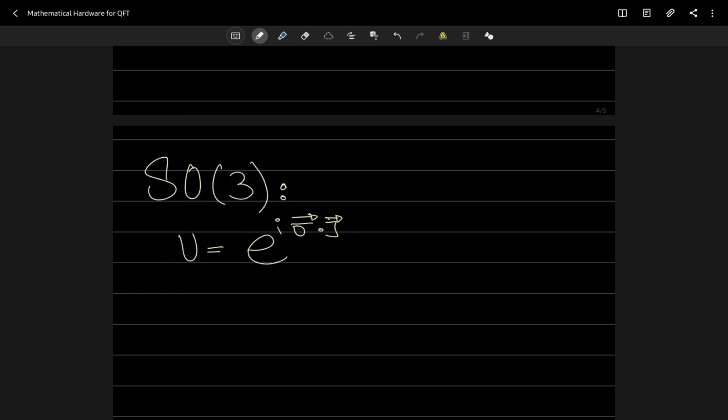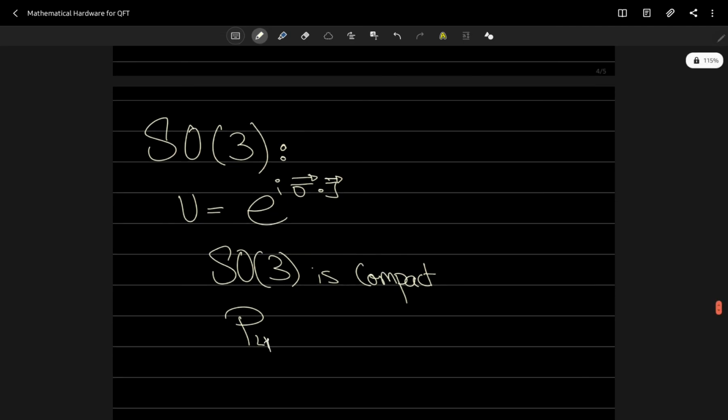Now, you might ask why did I say that SO3 is more easily constructed? Well, the reason that SO3 is easier to construct a unitary representation and work with is simply because SO3 is a compact group, right? So SO3 is compact. On the other hand, P4, the Poincare group, is actually non-compact, right?